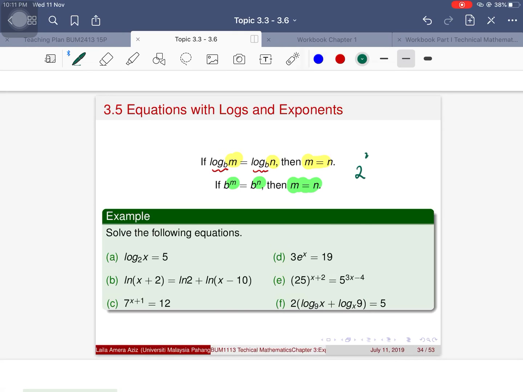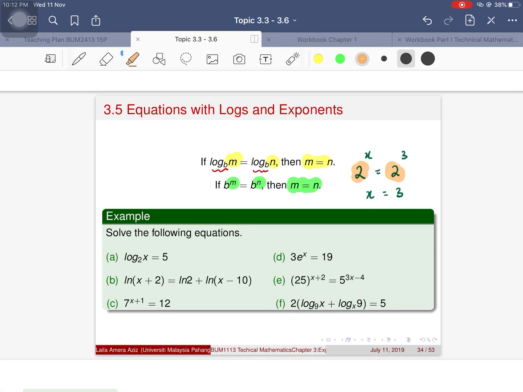For example, let's say I have 2 to the power of x is equal to 2 to the power of 3. Therefore here we can conclude that the value of x is going to equal 3. However, again, I would like to remind you that the base must be the same, then only can you apply this assumption.